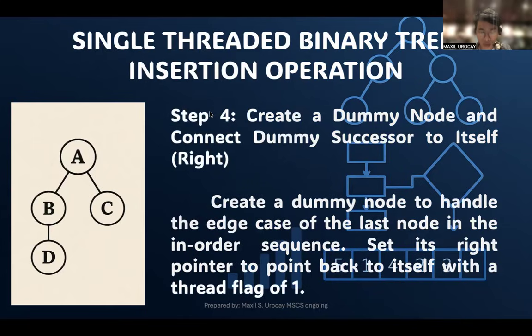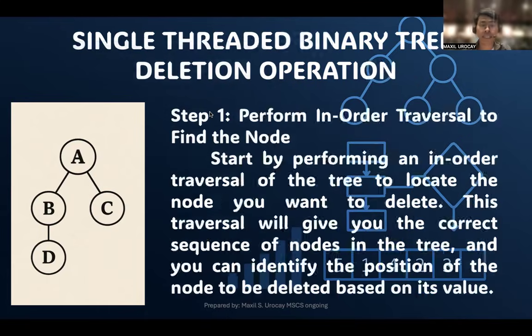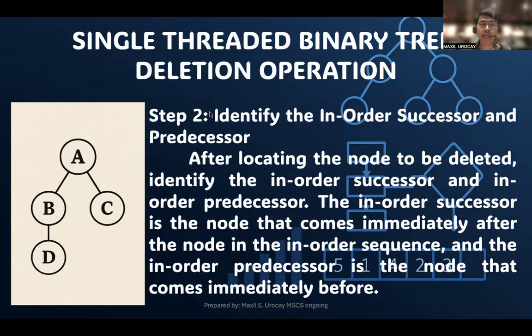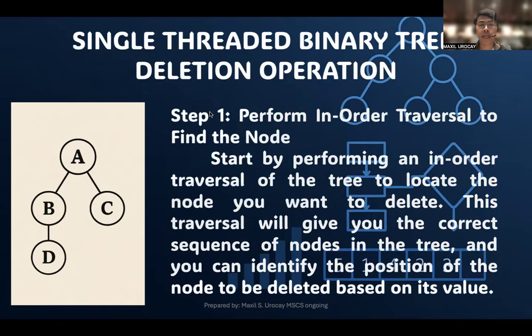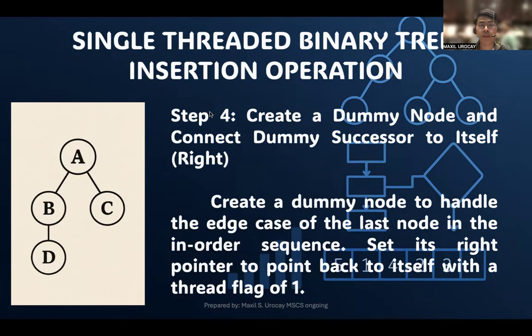And then we have to create a dummy node and connect the dummy node's successor to itself for the right position. So we create a dummy node to handle the edge case of the last node in the in-order sequence, and set its right pointer to point back to itself with a thread flag of 1 also. And that is the insertion for a single threaded binary tree.